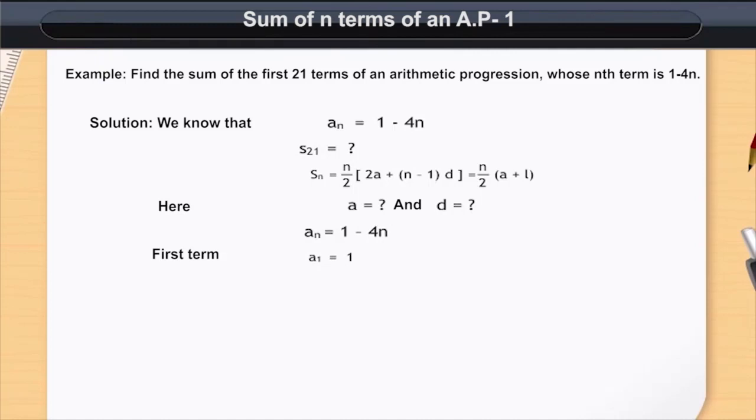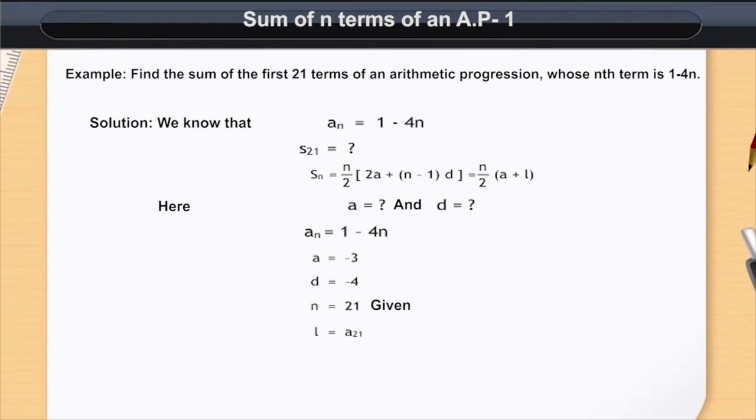First term a1 is equal to 1 minus 4 into 1, which is equal to minus 3. Second term a2 is equal to 1 minus 4 into 2, which is equal to minus 7. To find d: d is equal to a2 minus a1, which is equal to minus 7 minus (minus 3), which is equal to minus 4. Hence, a is equal to minus 3, d is equal to minus 4.